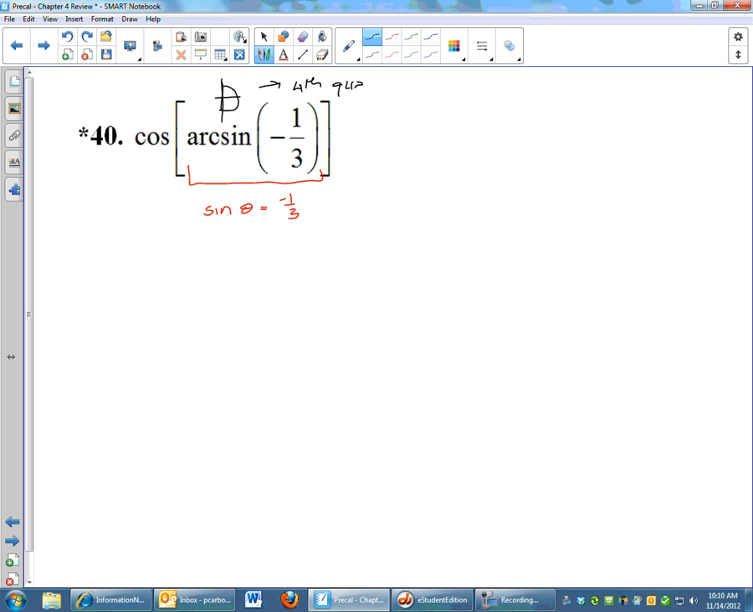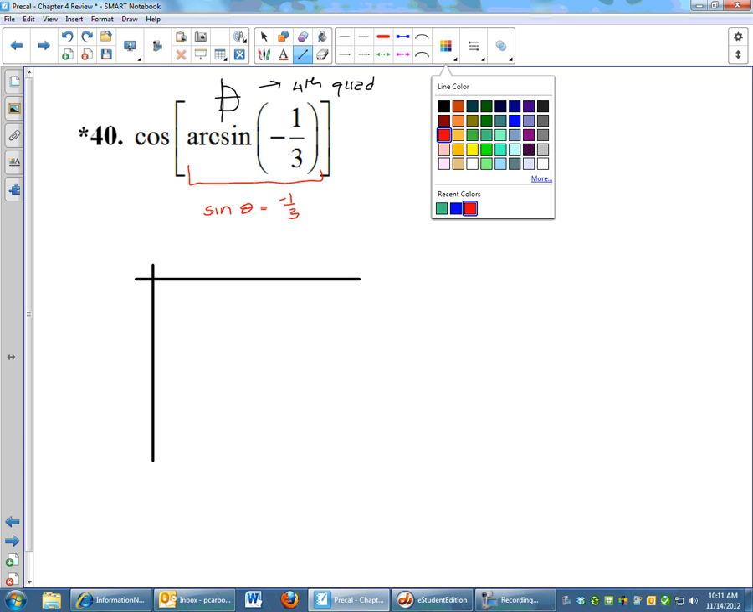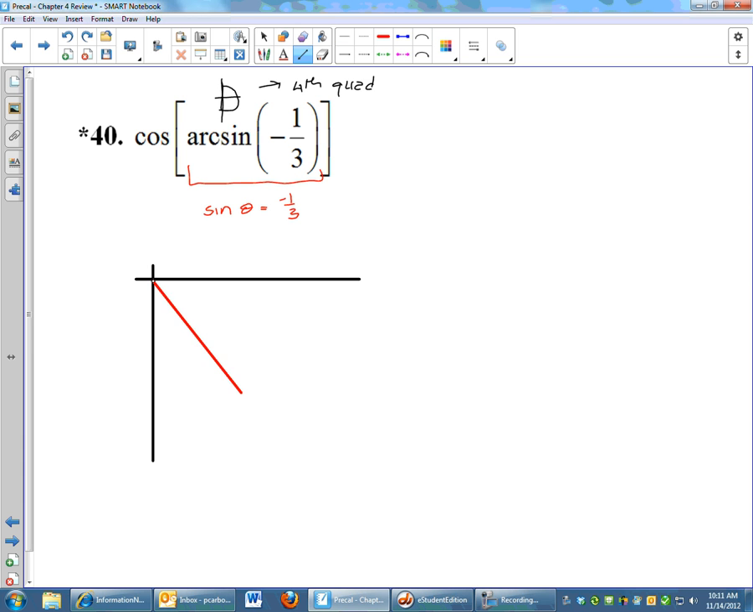So to solve this, we're actually going to go back to drawing triangles like we did on some other sections. And this time, I'm going to draw my triangle into the 4th quadrant. Remember, when you draw the triangle, you go into the quadrant from the origin, into the quadrant, and then back to the x-axis. And there's my right triangle.